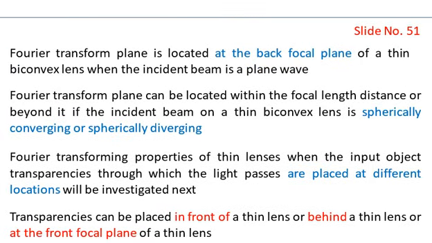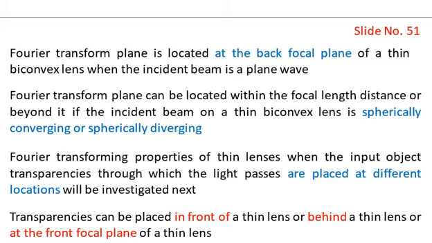Fourier transform plane is located at the back focal plane of a thin biconvex lens when the incident wave is a plane wave. So you see that when the incident wave is a plane wave, the Fourier transform plane is at the back focal plane of the lens, that is, at a distance f behind the lens. Fourier transform plane can be located within the focal length distance or beyond it if the incident beam on a thin biconvex lens is spherically converging or spherically diverging.